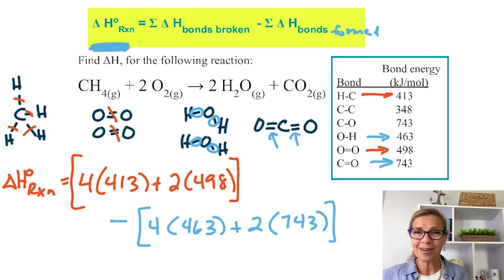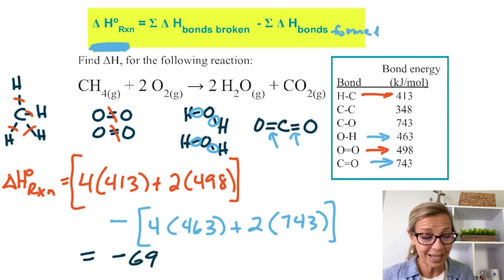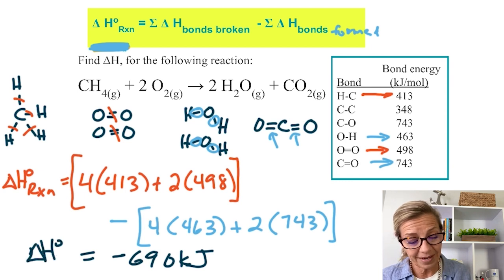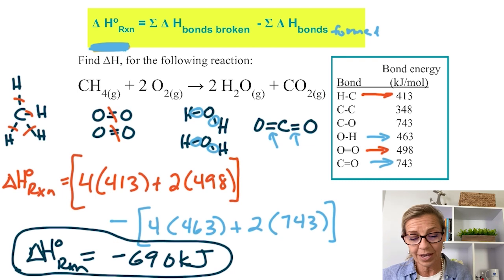Okay, so again, I've just got to do some careful arithmetic and add all these up, and the calculator gives me a nice negative 690 kilojoules. Now, that's the heat for this reaction. Now, does that make sense? It's very exothermic. Sure, when you burn methane, you're going to get a lot of energy released, and that is because of this bond energy. Really cool.